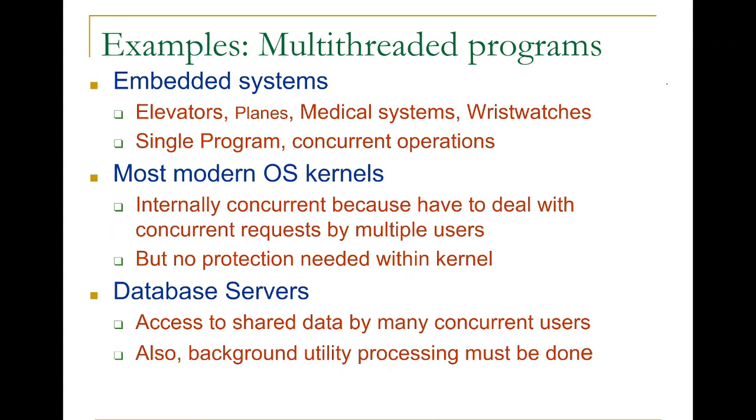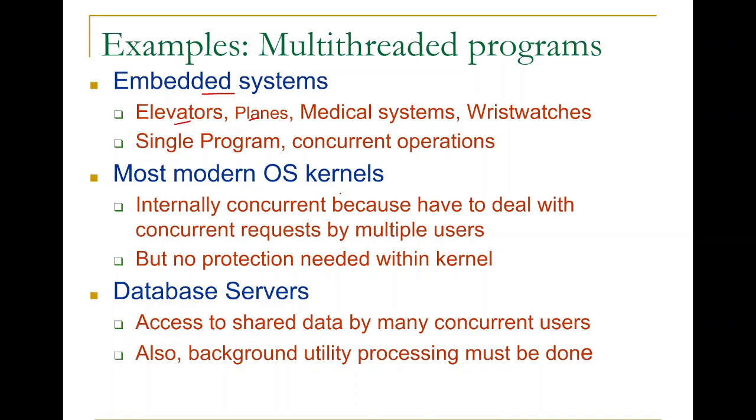Examples of multi-threaded programs. Embedded systems have multi-threaded programs such as elevators, planes, medical systems, wristwatches, single program, concurrent operation. So all these have embedded systems. You have those microchips in there that have their processes that are running. You just use multi-threads there.